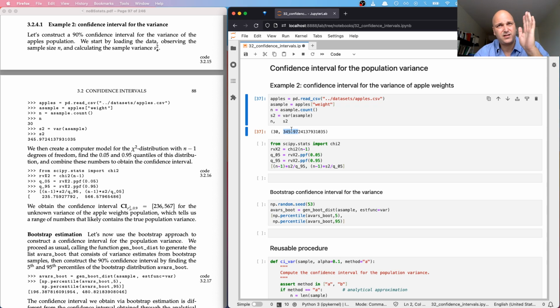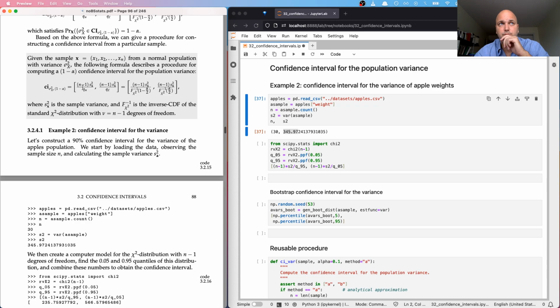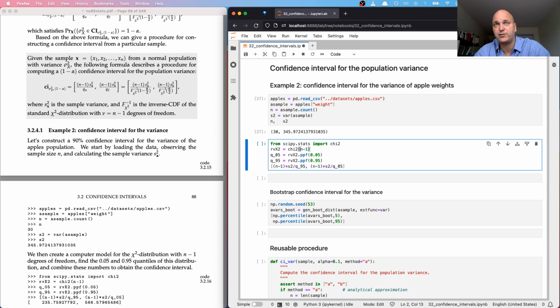But could it be 300? Could it be 200? How precise is this estimate? So we're just going to apply this formula here. What do we need for the formula? We need the sample size. We need the sample standard variance. We got it here. And we need the 2 quantiles of the chi-square distribution, with n minus 1 degrees of freedom. Okay, so this is how we build the computer model for the chi-square distribution.